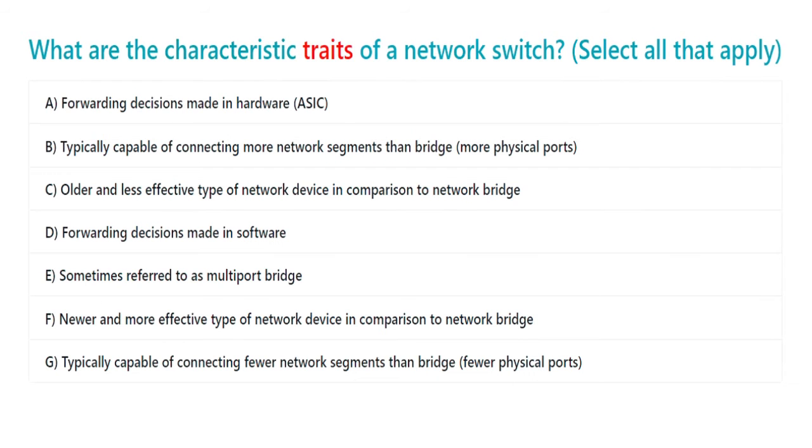What are the characteristic traits of a network switch? Select all that apply. A. Forwarding decisions made in hardware, ASIC. B. Typically capable of connecting more network segments than bridge, more physical ports. C. Older and less effective type of network device in comparison to network bridge. D. Forwarding decisions made in software. E. Sometimes referred to as multi-port bridge.